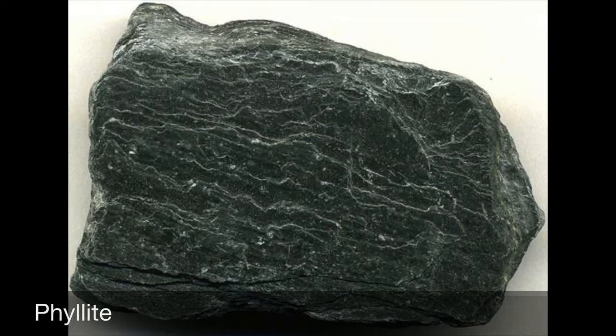The next example is phyllitic texture. Phyllite falls under this category. Phyllite forms in low to intermediate temperatures and pressures. It is slightly more crystallized, which gives the rock a shiny appearance. Layers may also be wavy and crinkled.